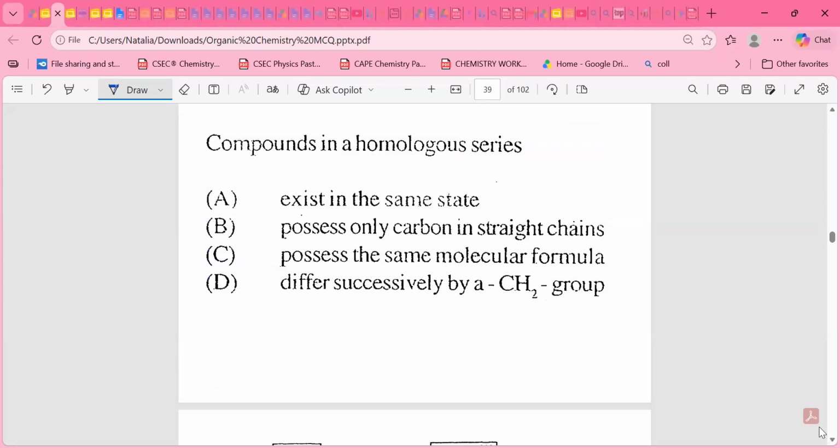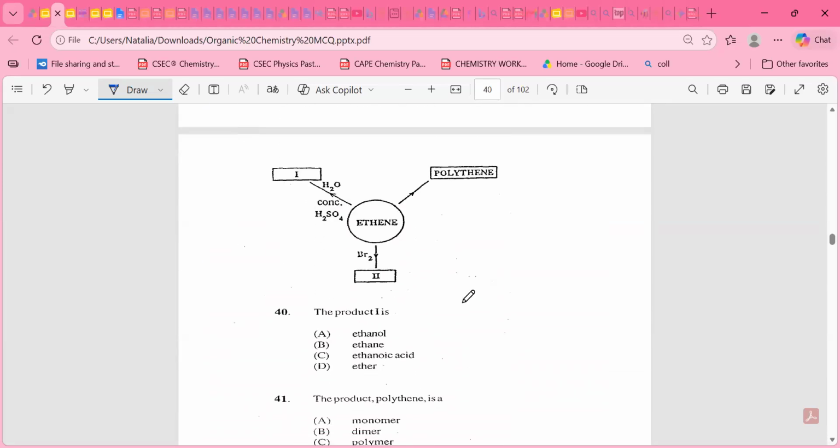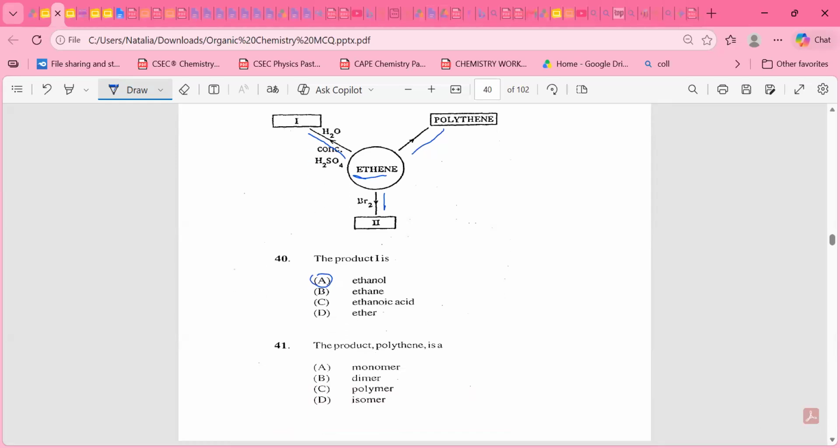Compounds in a homologous series that I repeat. Here we have ethene. Ethene forms polyethene via addition polymerization. Ethene reacts with bromine to form 1,2-dibromoethane. That's called an addition reaction. And ethene reacts with water and concentrated sulfuric acid to form ethanol. So product one is ethanol. The product polyethene is a polymer.